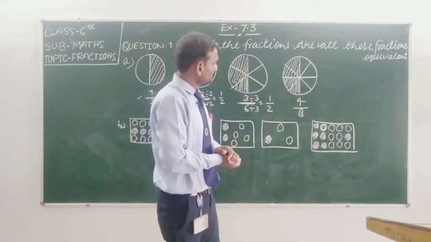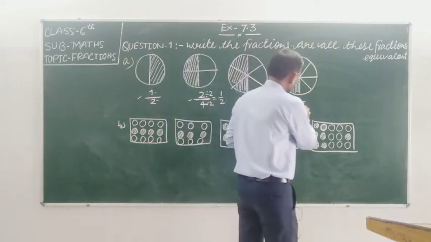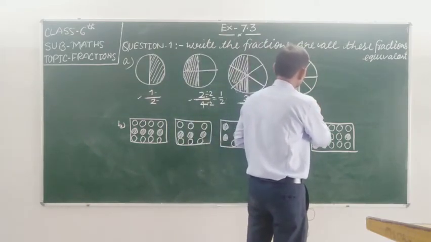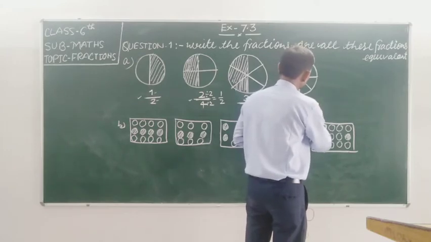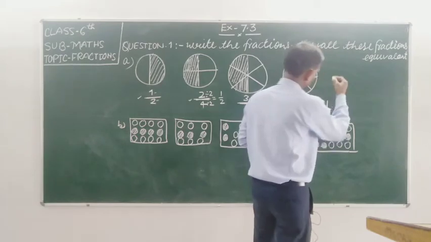As the same, students, we can find the simplest form of 4 by 8. We divide the numerator by 4 and the denominator by 4. 4 ones are 4, 4 twos are 8.